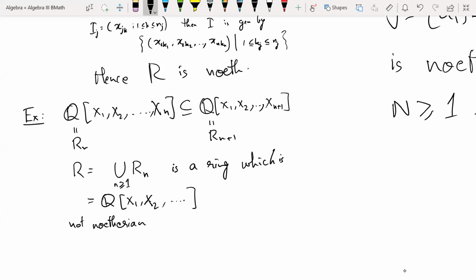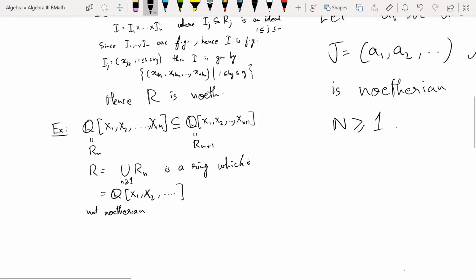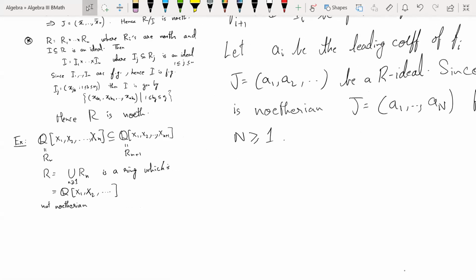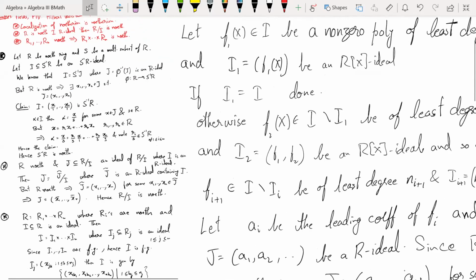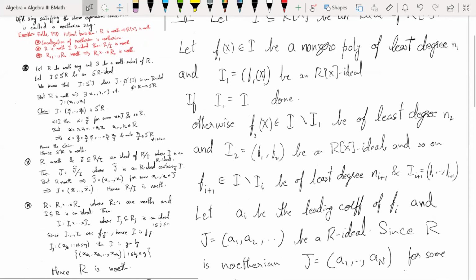Which ideal is not finitely generated, or which chain of ideals can you take? (X1), then (X1, X2), and then (X1, X2, X3). This is going to be an ever-increasing chain of ideals. Or you can take the ideal generated by all the Xi's. That's not finitely generated, one way or the other. So that's an example of a non-Noetherian ring.